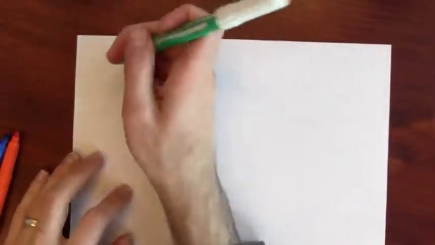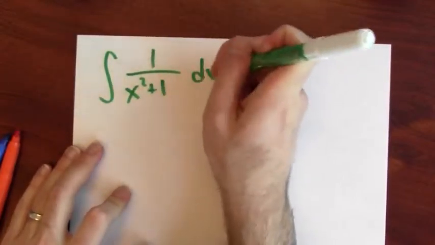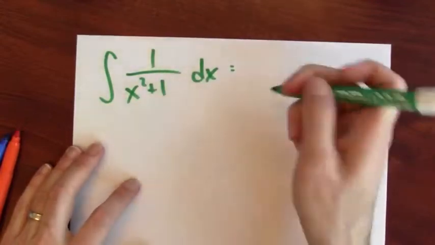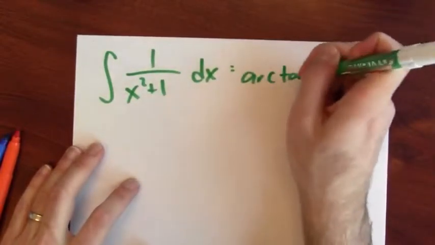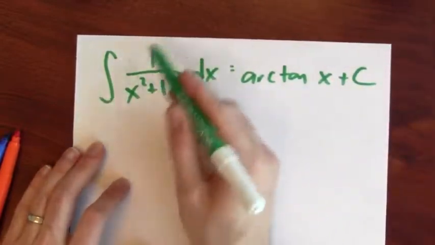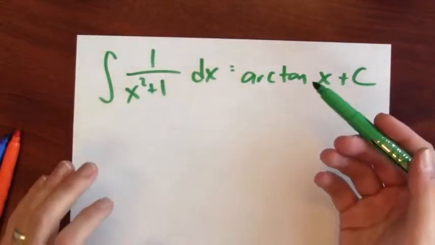I also know how to anti-differentiate some reciprocals of quadratic polynomials. At least here's a special case. What's the antiderivative of 1 over x squared plus 1 dx? Well, if you remember back, I know a function whose derivative is this. It's the inverse tangent function, arctan. So at least I know how to anti-differentiate the reciprocal of this particular quadratic polynomial.